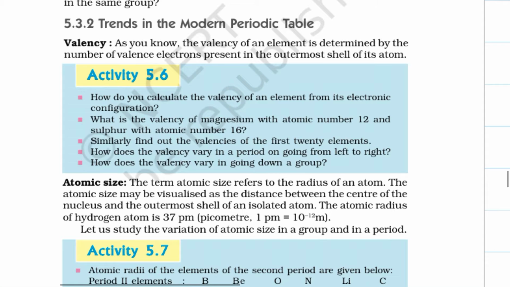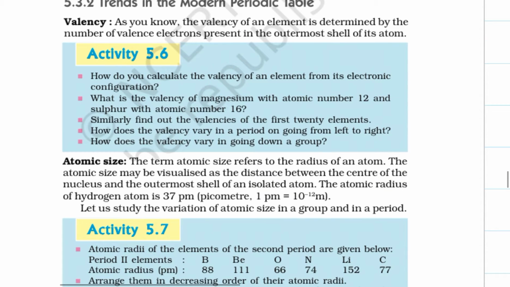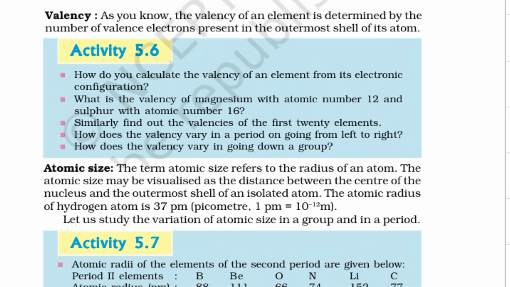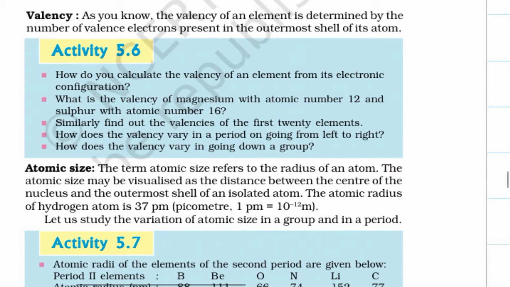Now, what are the trends in the periodic table? Valency. As you know, the valency of an element is determined by the number of valence electrons present in the outermost shell of its atom. How can you calculate the valency of an element from its electronic configuration? After writing the electronic configuration, the outermost shell electrons are the valence electrons. What is the valency of magnesium with atomic number 12?